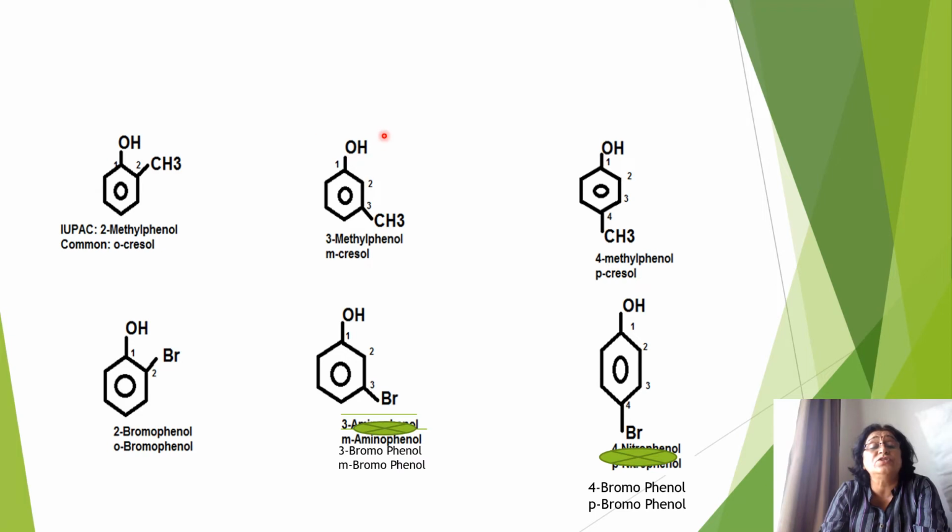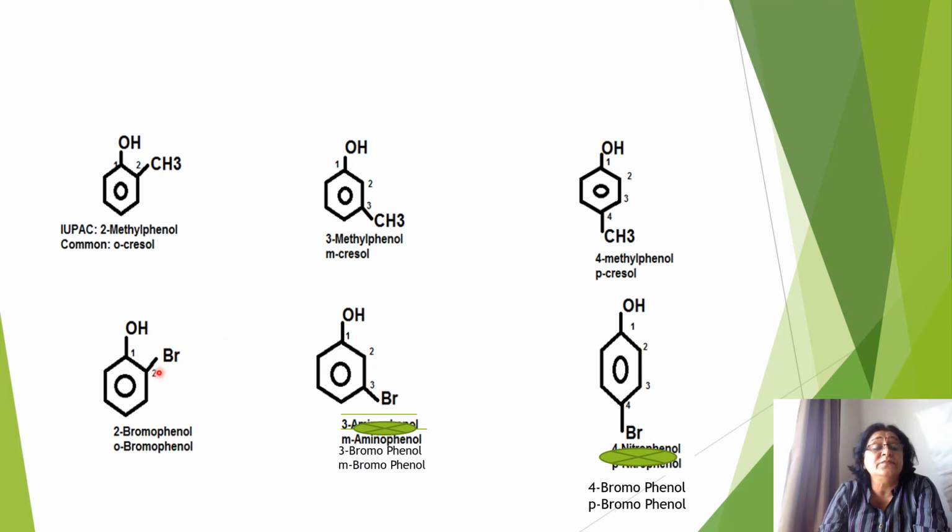See here this one now. The OH-containing carbon is given number 1. 1, 2, 3. So 3-methyl phenol. And the common name will be metacresol. Clear? Then here you see the first position is OH, 1, 2, 3, the fourth position is methyl. So this is 4-methyl phenol and the common name will be paracresol.